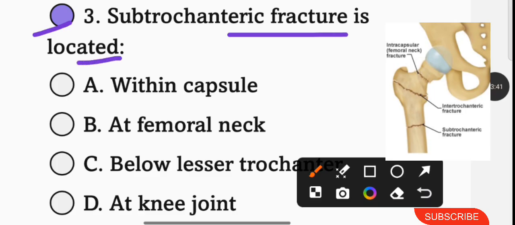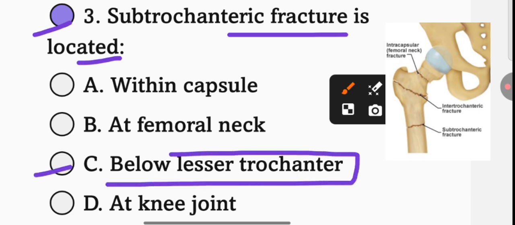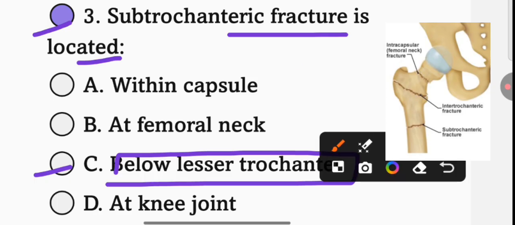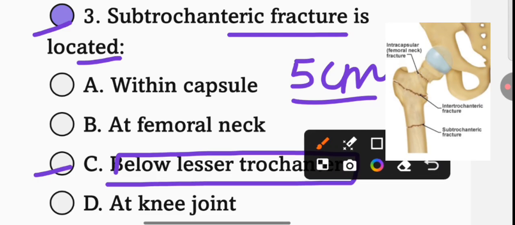Subtrochanteric fracture is located in a. This is a very common one-line question. Subtrochanteric fracture lies below the lesser trochanter, up to 5 centimeters of the femoral shaft. So option C is the correct option, below the lesser trochanter. This area has high mechanical stress and poor blood supply, so commonly there are chances of delayed union or non-union. I think that is clear.